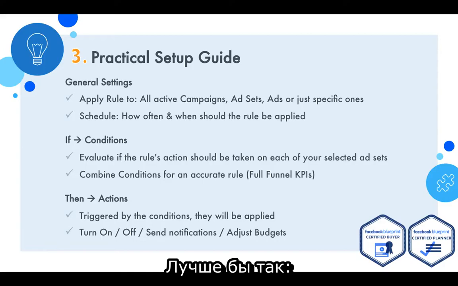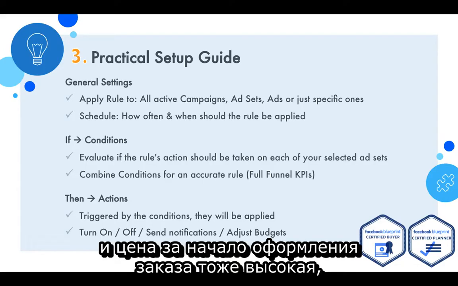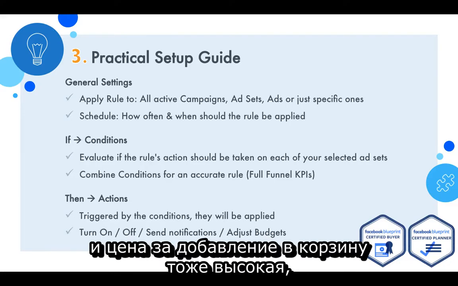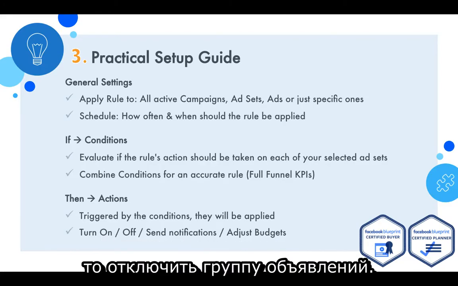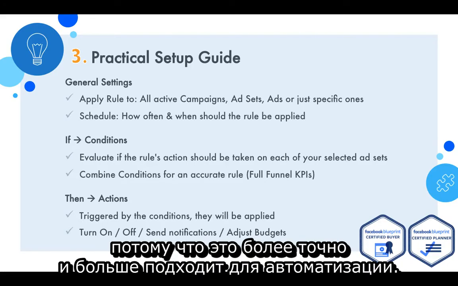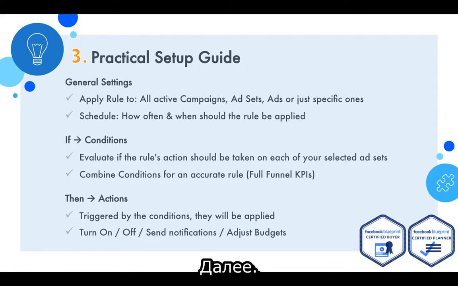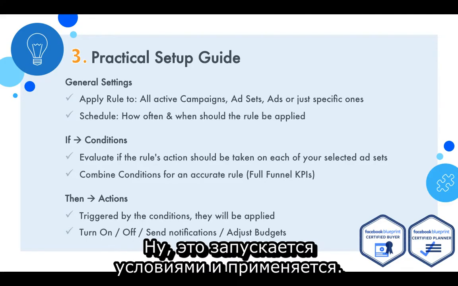I would rather say if cost per acquisition is high and also cost per initiate checkout is high and also cost per add to cart is high and also cost per view content is high, then turn off ad set. And therefore I would recommend to include all full funnel KPIs in these if conditions, because that's a more thorough and appropriate automation. And then if we have applied all of those full funnel KPIs, what should be done? Well, this actually is triggered by the condition and will be applied.